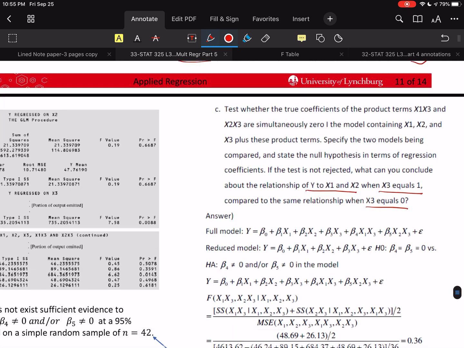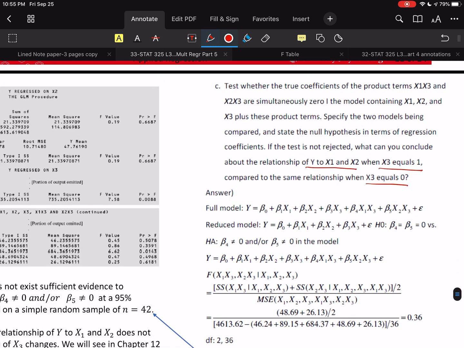All right. So in the full model, this is our answer. Here's our full model with all of these terms in there, all three variables and the two interaction terms, or products. And the reduced model is going to be without these two circled things in there. So without the two products. The null hypothesis is that beta 4 and beta 5 are equal to 0 versus that at least one of them is not 0 in the full model.